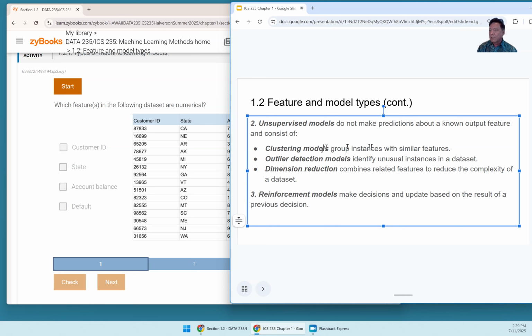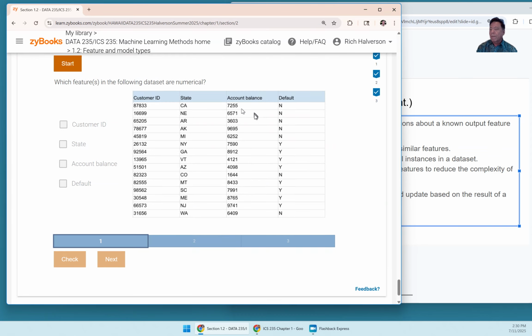There's clustering models, which group instances with similar features. There's outlier detection models, which will identify outliers if you want to find something, if you want to find the oddball cases, for example. And then there's dimension reduction, where we might take two related features and combine them into one feature to make the model more simple. And then, of course, there's reinforcement models, which make decisions and update based on a result of a previous decision. So that's section 1.2.